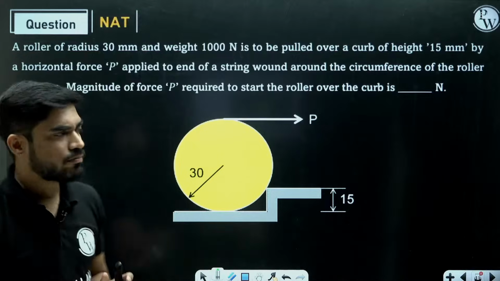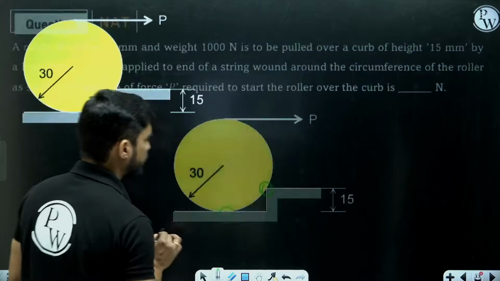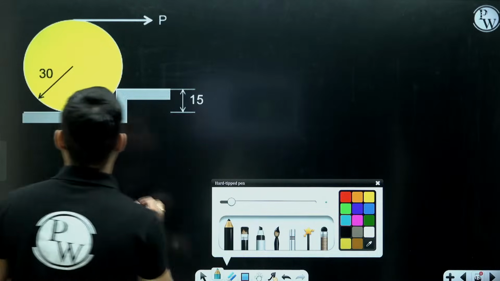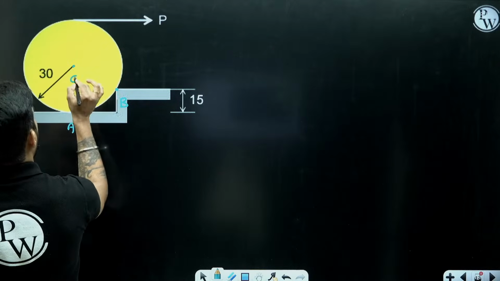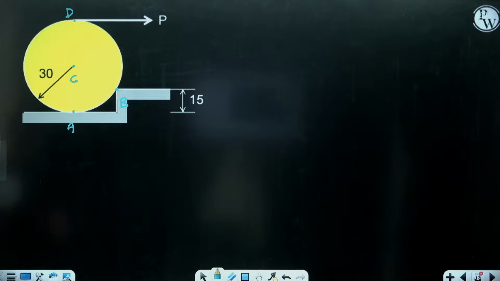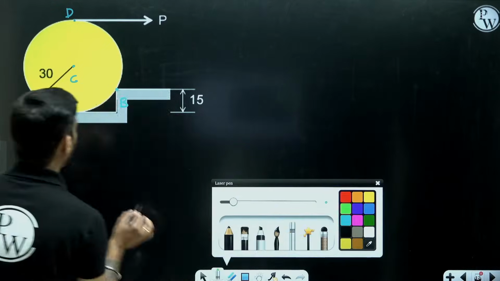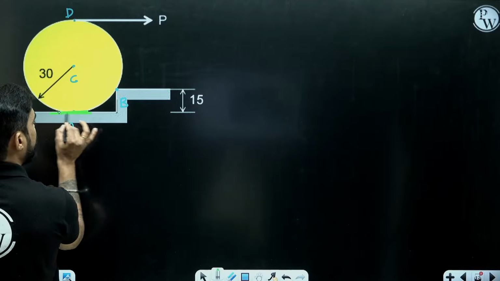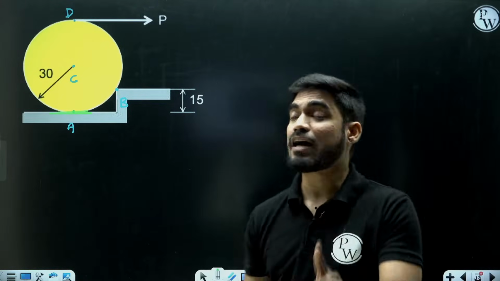Right now this roller is touching here and here, right? Let me call this point A, this point B, this point C, this point D. So I am assuming a situation when the roller is just about to start. It means this roller will start losing contact from this point A. That is going to be your condition to find out the force P.